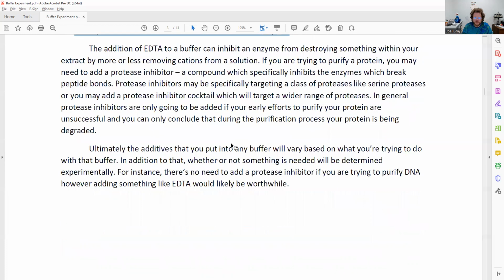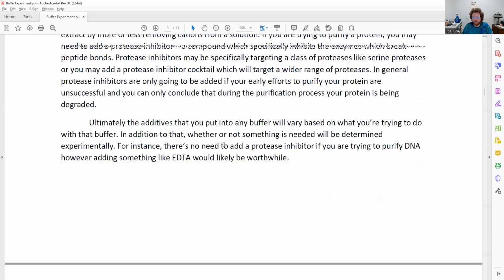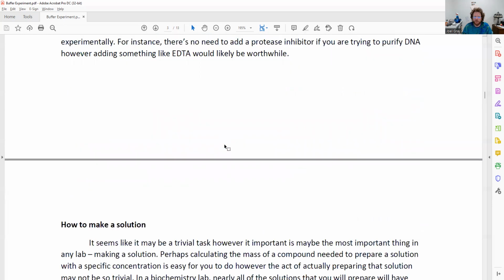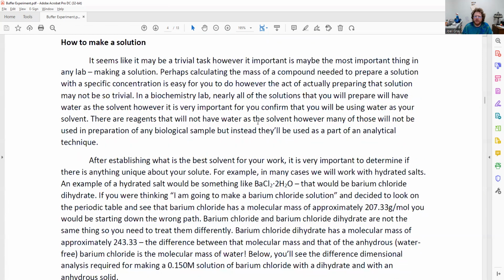Then after you think about the different additives, it's important to think about how to prepare a buffer. Now, simply put, preparing a buffer is, oh well, you add this solid, then you add water, and then boom, it's done. You might have to put it on a stir plate or something like that, but largely it's done. Well, it's still important to consider a couple of things.